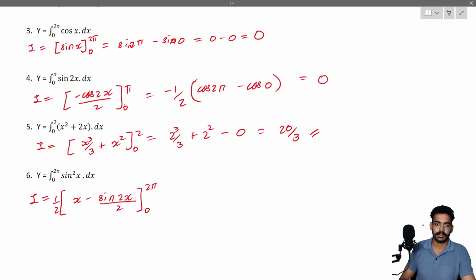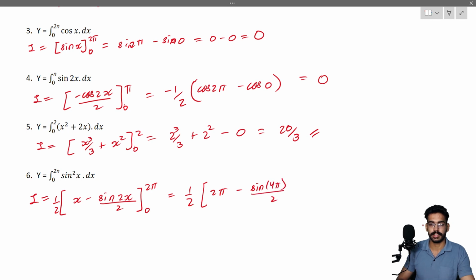So basically we have seen cos square x, and cos square x and sin square x use the same formula. Cos 2 theta you use 1 minus 2 sin square theta. By that you can do this. Now let's calculate 1 by 2 and then you put 2 pi. So 2 pi minus sine 4 pi by 2, and then you put 0, sine 0 is 0, so everything is going to be 0 there.